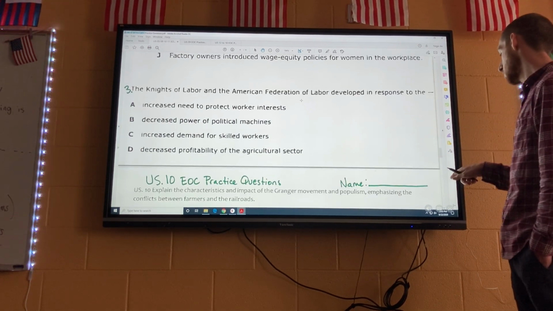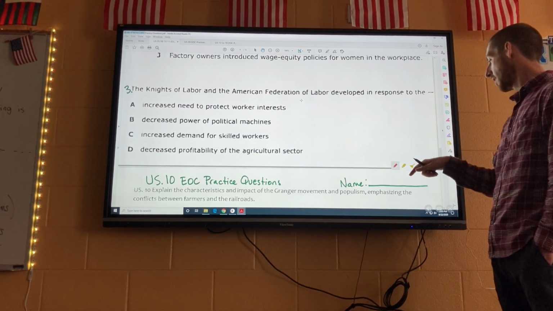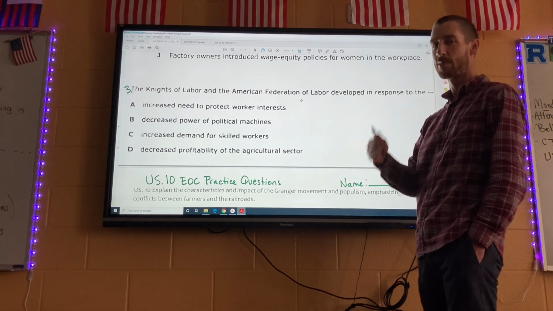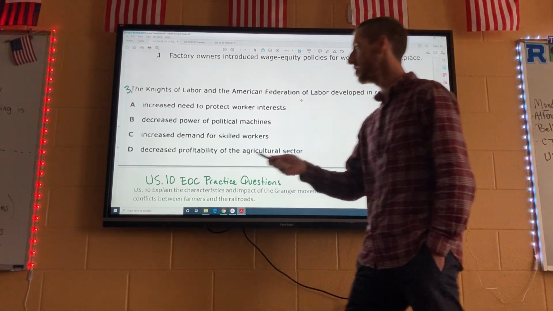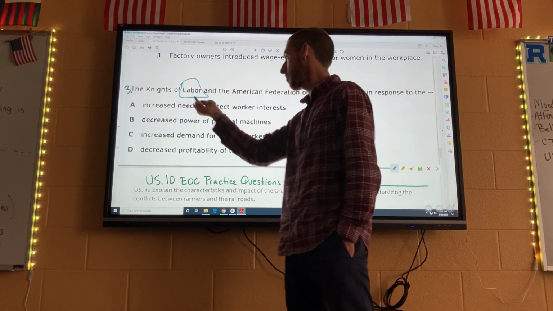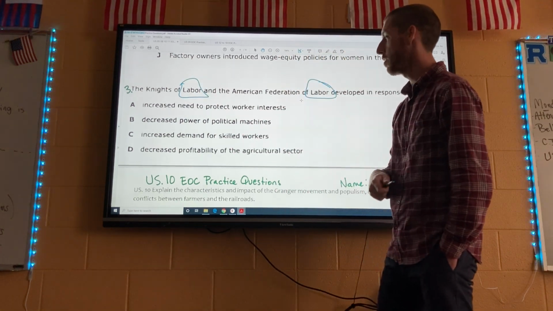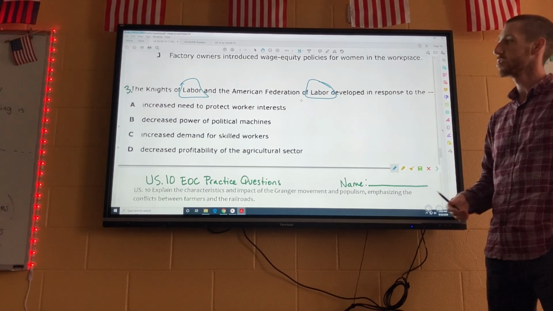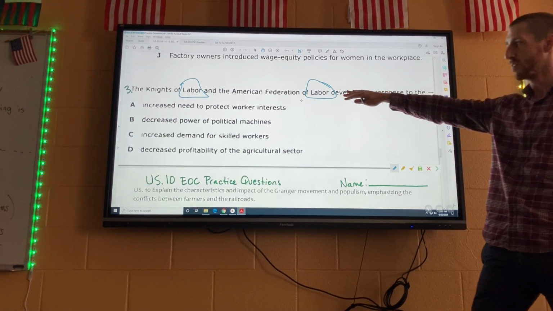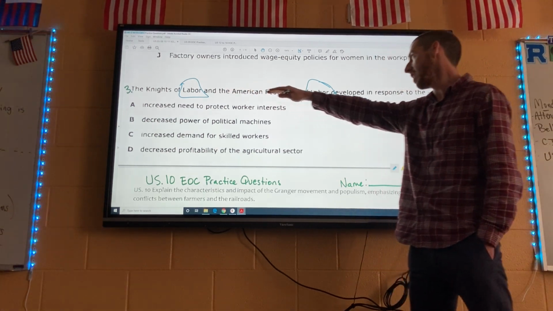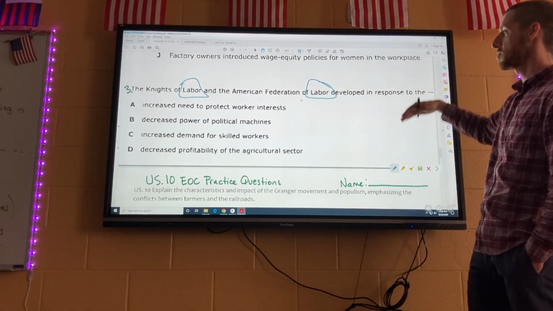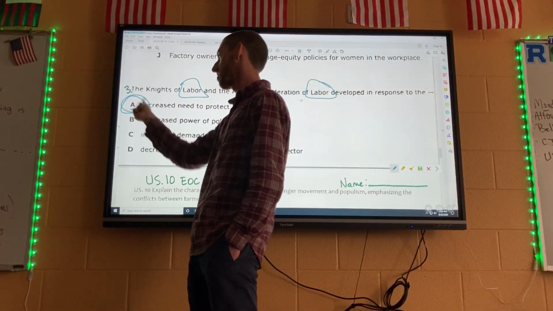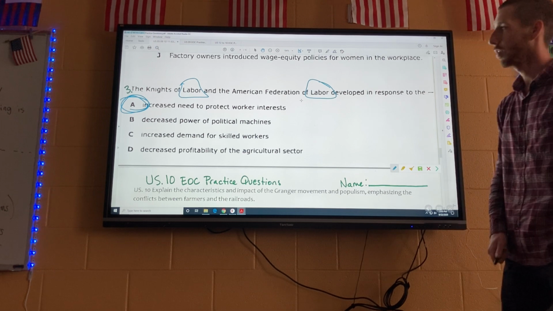All right, number 3 goes kind of back to number 2. And if you recall when we went over labor unions, I told you don't really have to know names of specific labor unions. Just what you need to know is that when you see this word labor on these tests, know that it has to do with the rights and interests of workers. So these 2 labor unions, you can just honestly read it like this. The labor unions in the United States developed in response to the, it's going to be A, increased need to protect workers' interests. Okay? So very good.